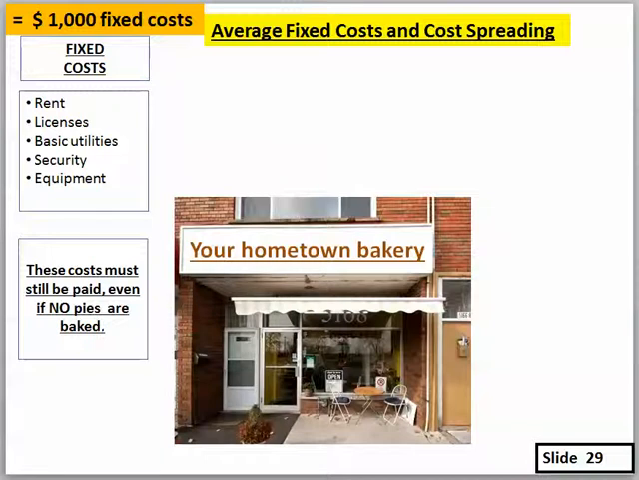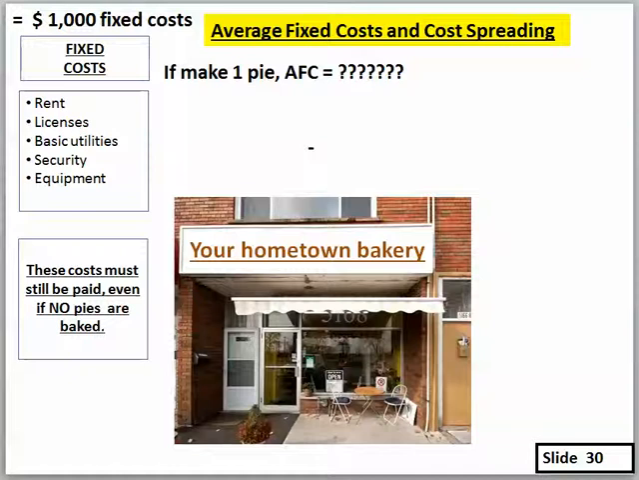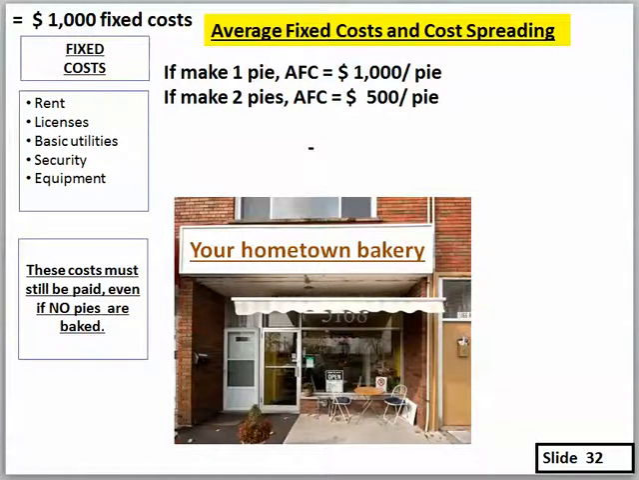So imagine if we only made 1 pie a month. How much would we have to charge for that pie just to cover the fixed cost? Well, obviously we'd have to sell it for $1,000. Now, I know that's ridiculous. It's almost as ridiculous as if we only made 2 pies, and therefore we could sell each one for $500 to recoup our fixed cost. See, all we're doing is dividing the number of whatever it is we produce into our fixed cost to see what share of that total fixed cost each unit of production should bear. We call that average fixed cost.